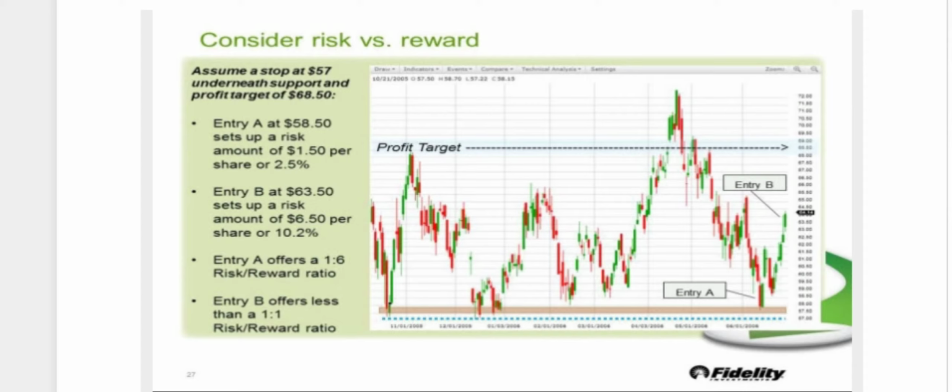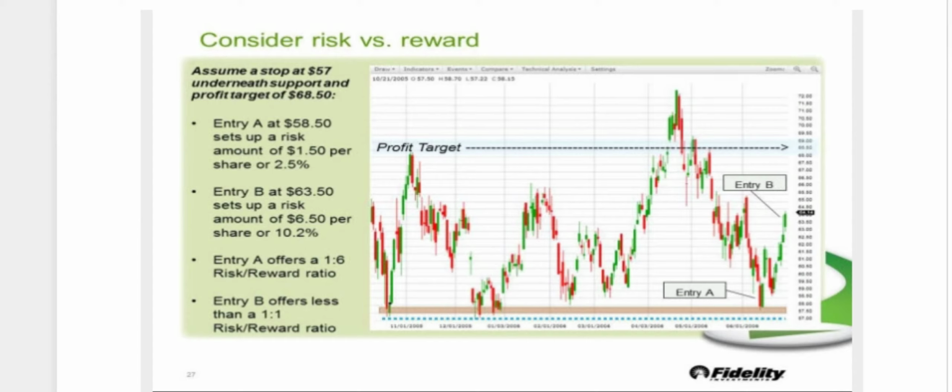Okay, so if your entry A was at $58.50, this would set up a risk amount of $1.50 or 2.5%. If you entered at point B at $63.50, your risk would be $6.50 or 10.2%. So if you then change this into a ratio, you have a 1-to-6 risk-reward for entry A, and entry B is less than a 1-to-1.